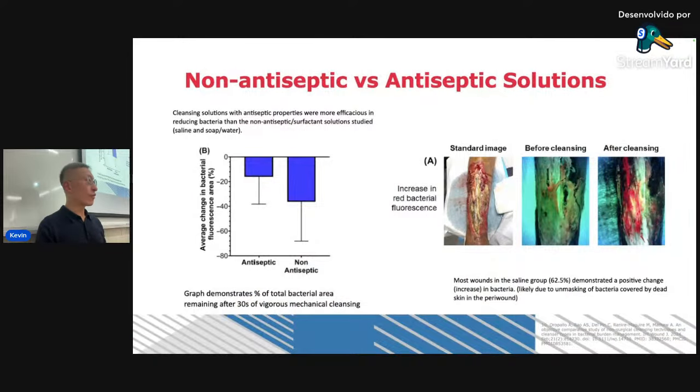And this is a very interesting study done to demonstrate why we need to challenge the notion of using saline as a gold standard or usual practice to prevent infection.